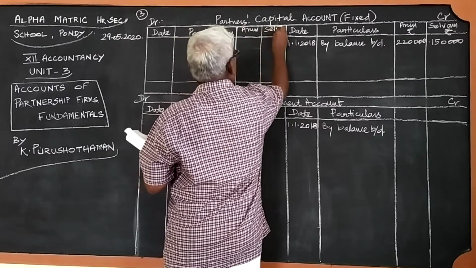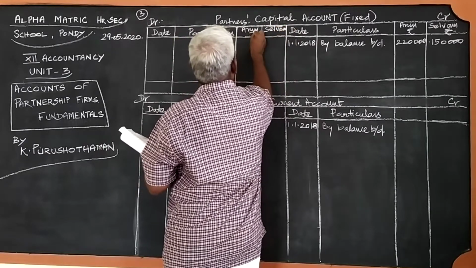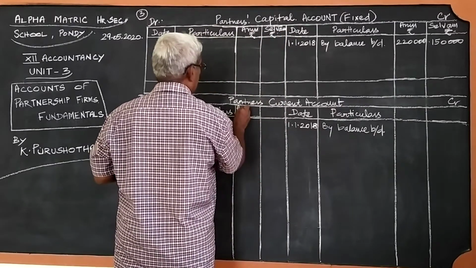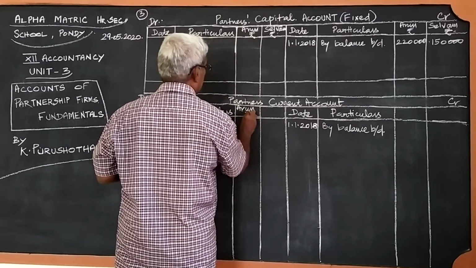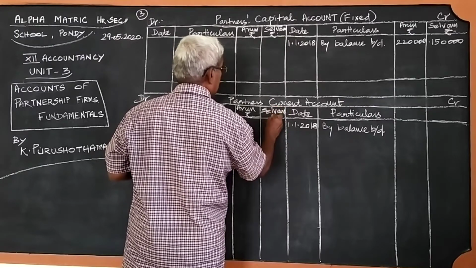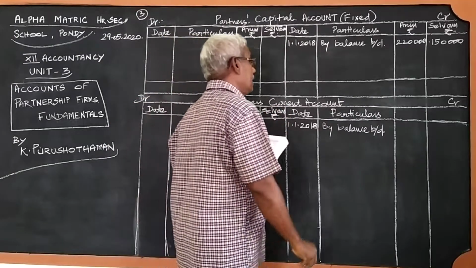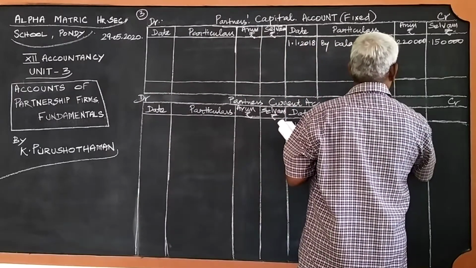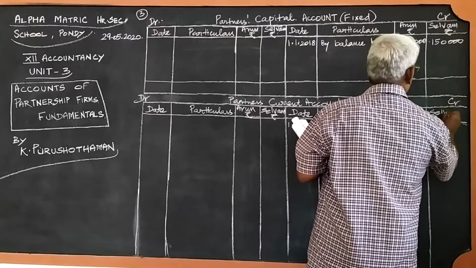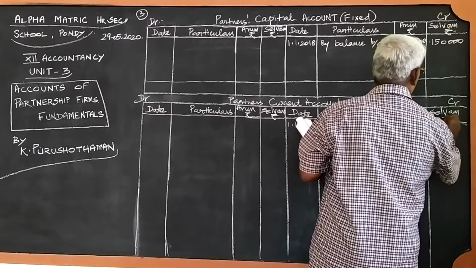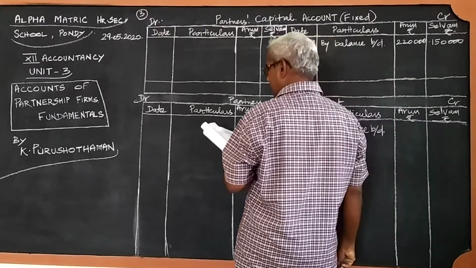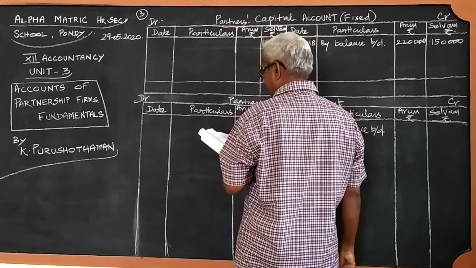Arun, Selvam. Here also Arun, Selvam. The same thing here also, Arun, Selvam. Okay, now this is current account on 1st January.